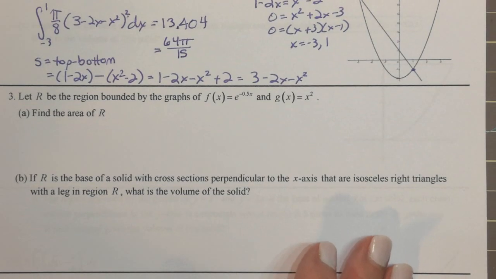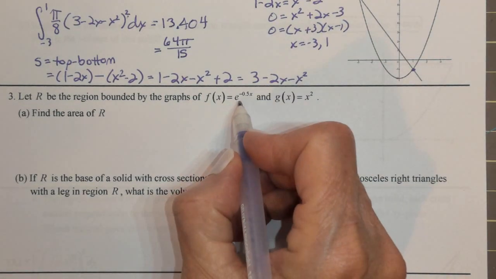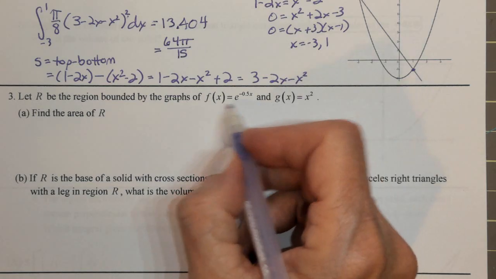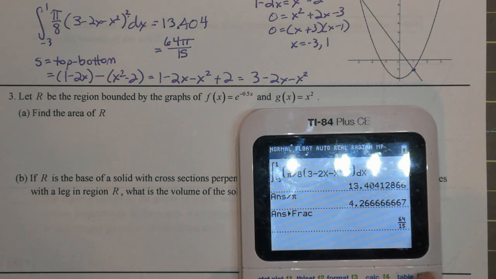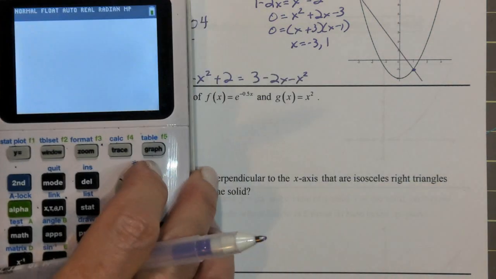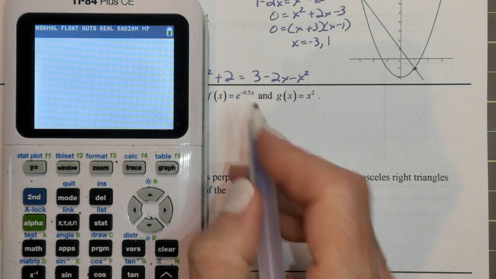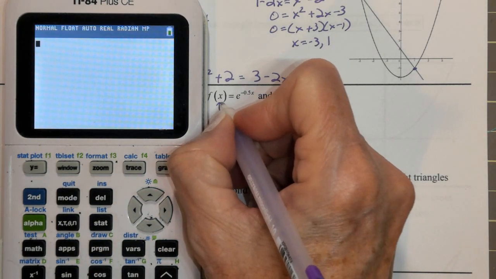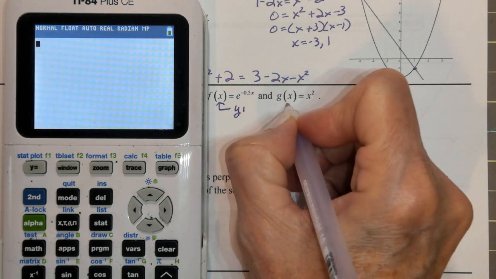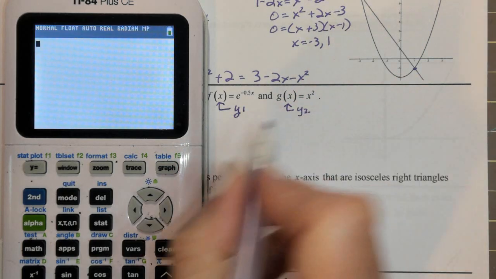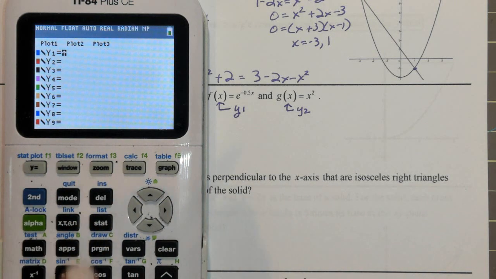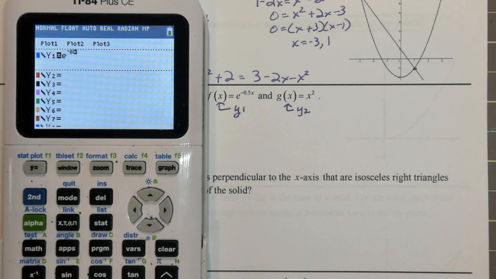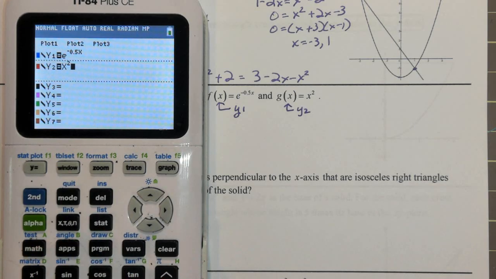All right, let R be the region bounded by the graphs of f and g. Let's first find the area, and then we'll answer part B. It's a little bit more of an AP style, FRQ style question. I'm going to begin by putting f into Y1 and g in for Y2. So in for Y1, e to the negative 0.5x, and in for Y2, x squared.